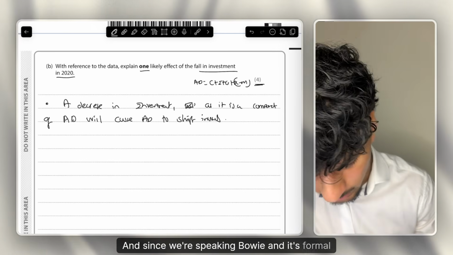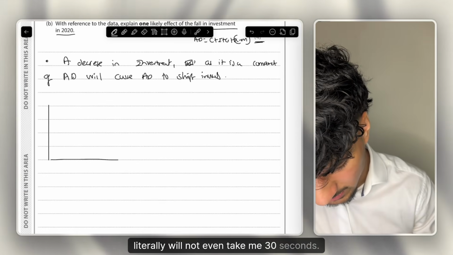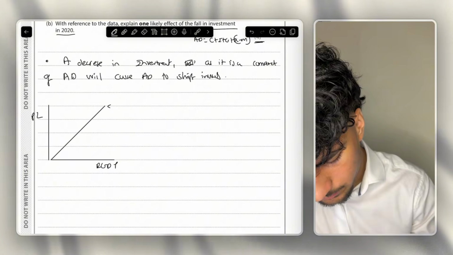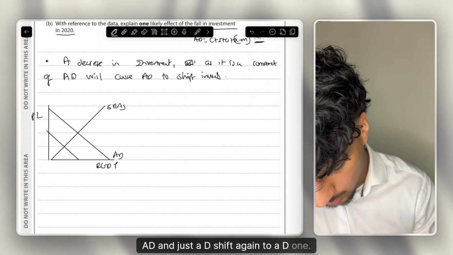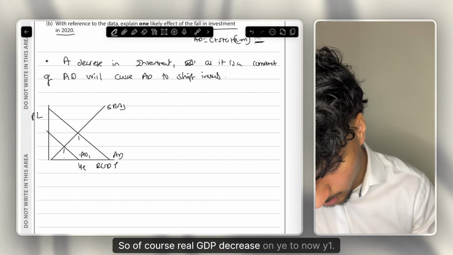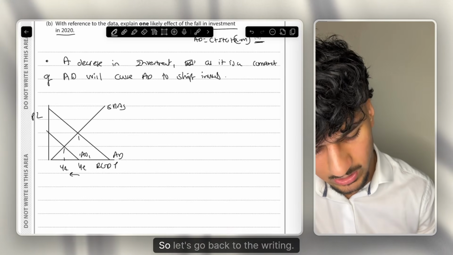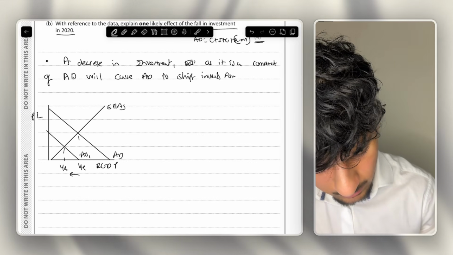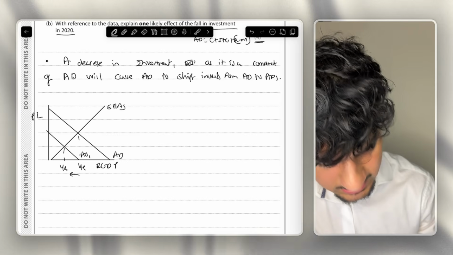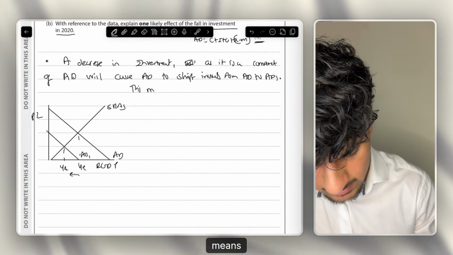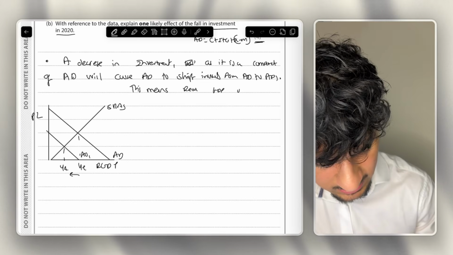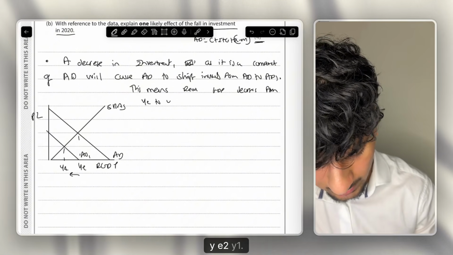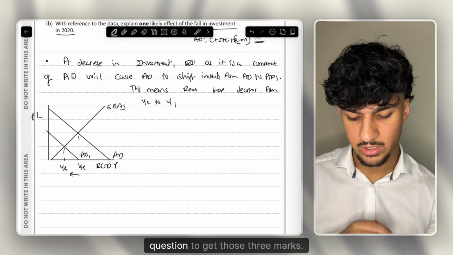And since we're speaking about it and it's a 4-mark question, it literally will not even take me 30 seconds. It will be a lot easier just to draw out the diagram. So I'm just going to draw SRAS, AD, and AD shifting to AD1. So of course real GDP decreases from YE to now Y1. So let's go back to the writing. As it is a component of AD, this will cause AD to shift inwards from AD to AD1. So then what does that mean? This means real GDP decreases, or you can say economic growth, from YE to Y1. And that will be more than enough for an effect question to get those 3 marks.